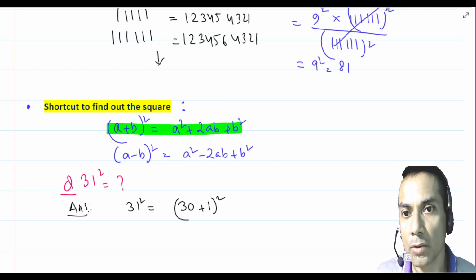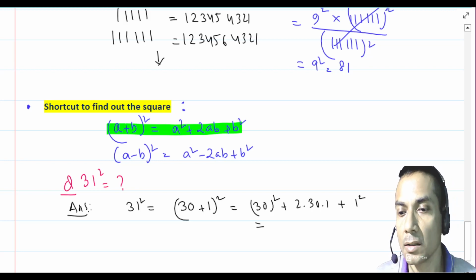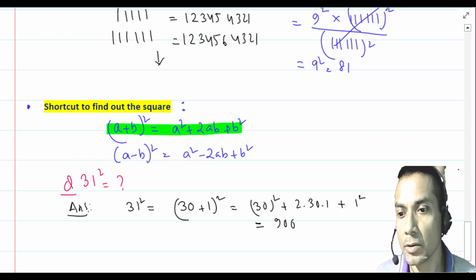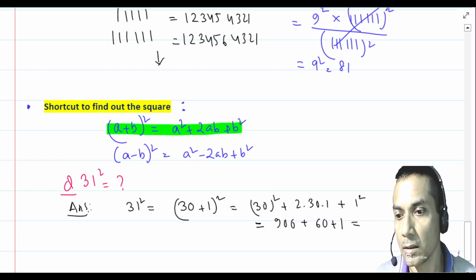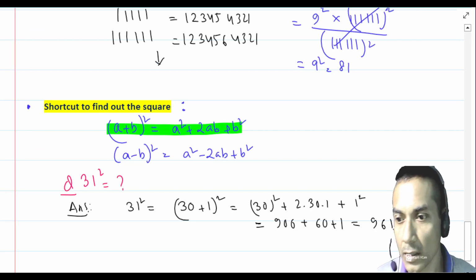So a plus b whole square, what will be the value? a square plus 2 into 3 into 1, 2ab plus b square. This step you can skip, and directly you can do the 900, okay, and it will be 60 plus 1. You add together 1 and 6, so 961. This is the correct answer.